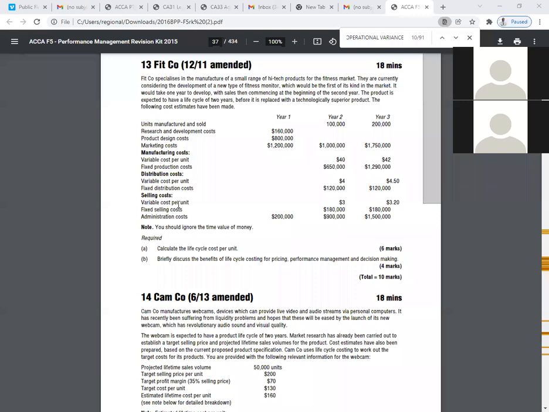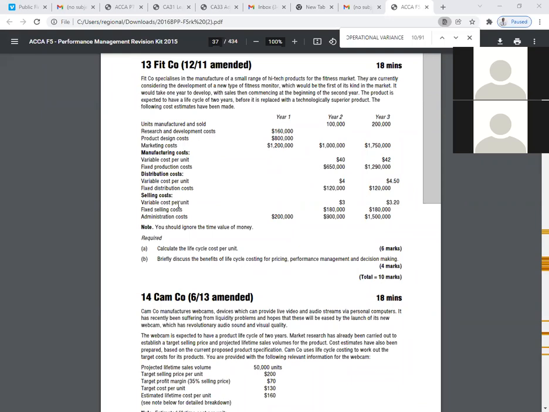Fixed distribution cost, I'm going to pick them the way they are because if you look at the fixed distribution cost, they'll be given kilamsamo. So I'll take 120 and 120. Very easy. These are easy marks to get. From there, I have the last ones.